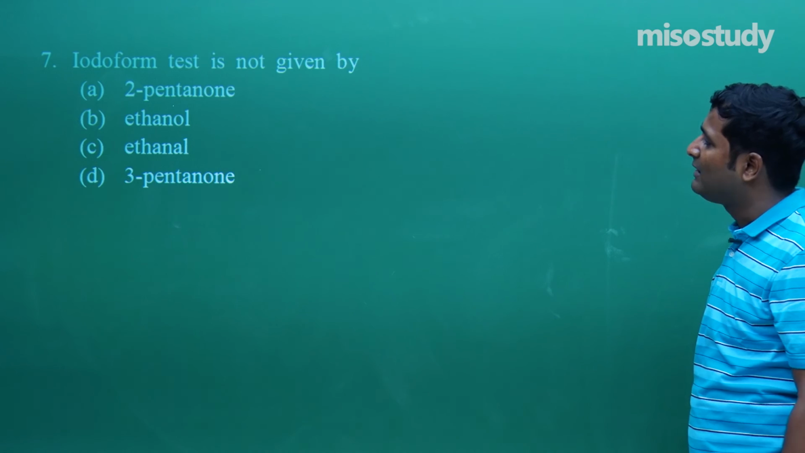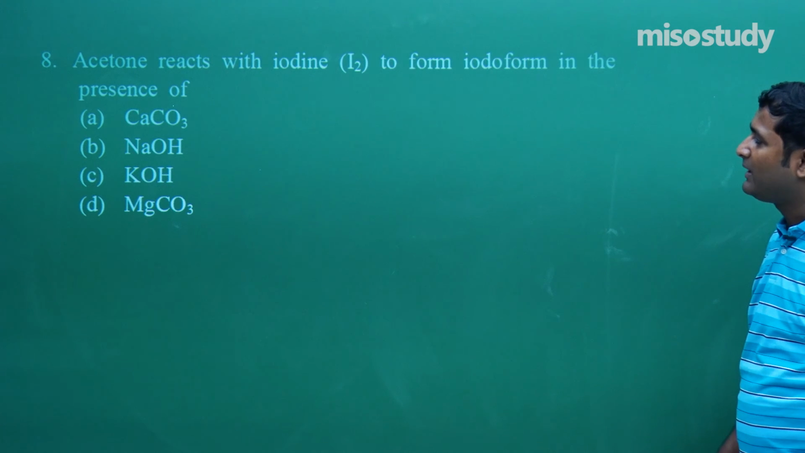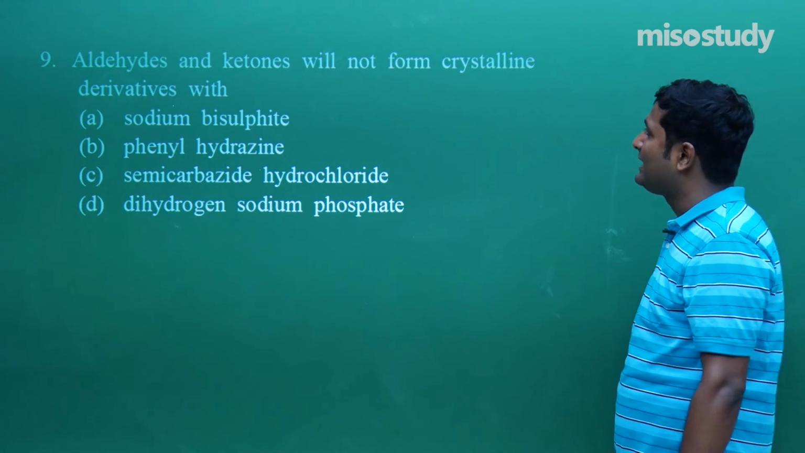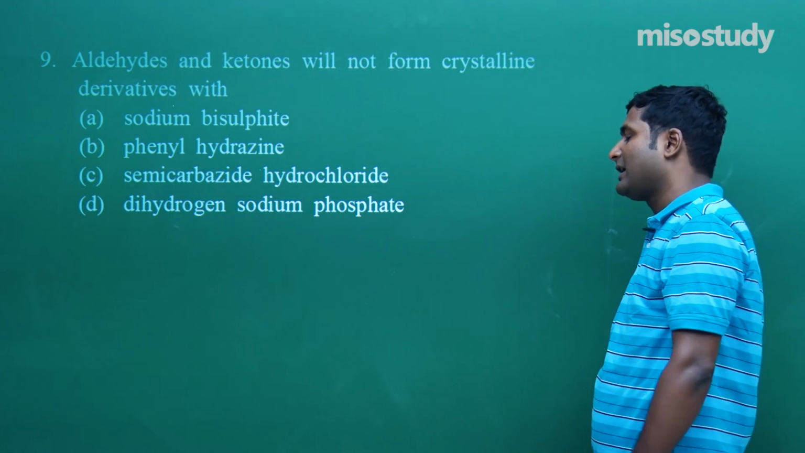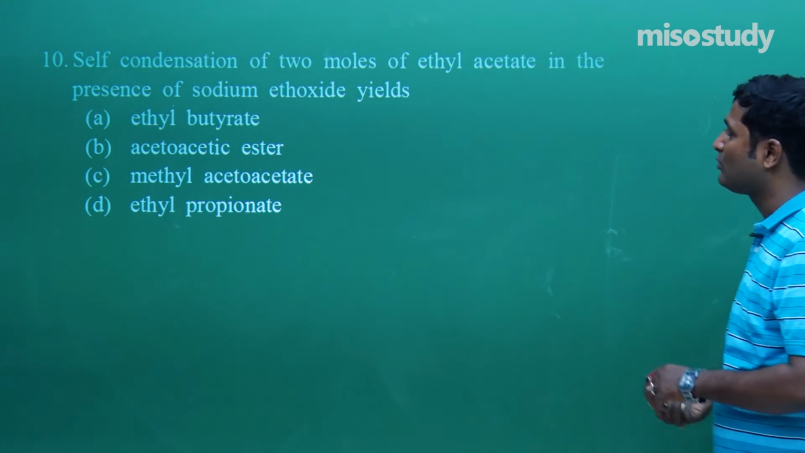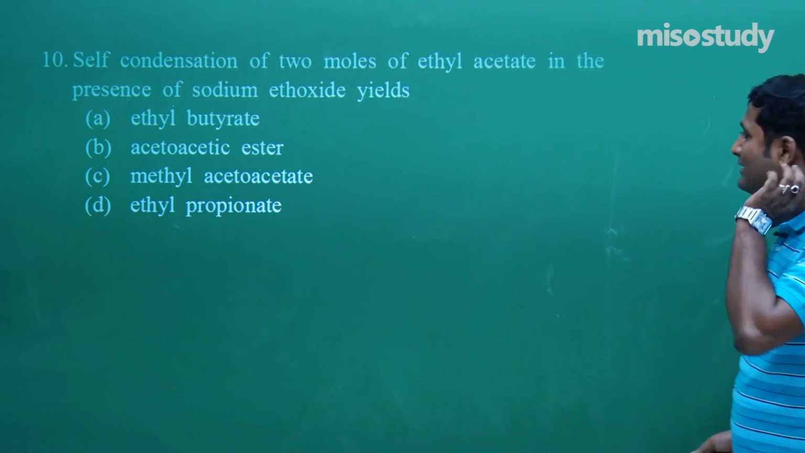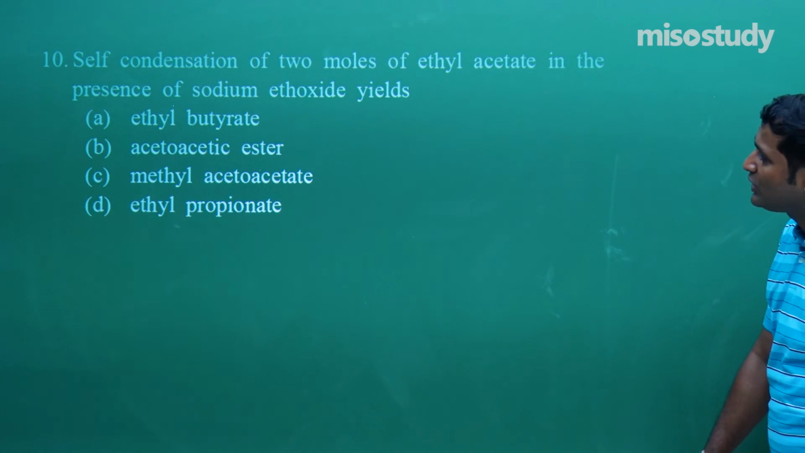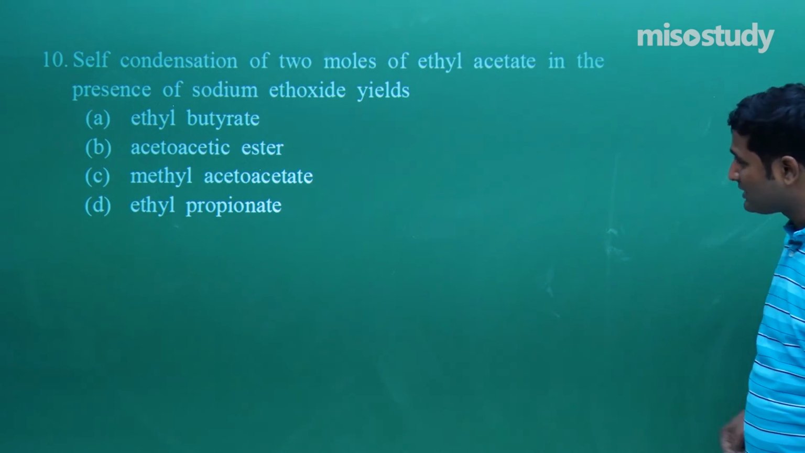For question number 7, iodoform test is not given by D, that is 3-pentanone. For question number 8, NaOH, B is the correct option. For question number 9, aldehydes and ketones will not form crystalline derivatives with dihydrogen sodium phosphate. D is the correct option. For question number 10, self-condensation of 2 moles of ethyl acetate in presence of sodium ethoxide gives you acetoacetic ester. Clear, friend? So for this question, B is the correct answer. So I think now you can easily solve such kind of questions.